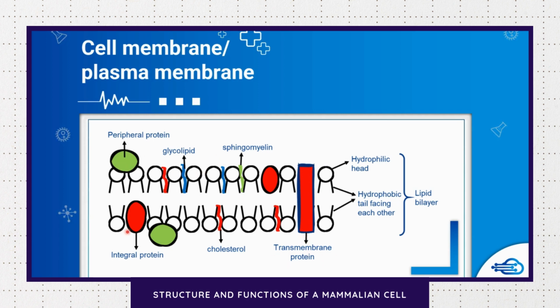Because of these proteins, a cell membrane performs different types of functions. The lipids also have different types of functions, but we will be covering these proteins, especially the transmembrane proteins, in another lecture on transport across cell membrane.